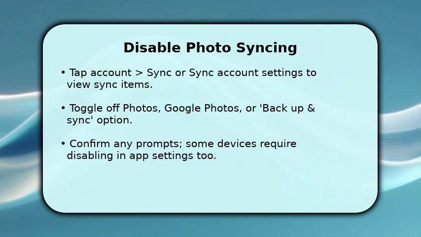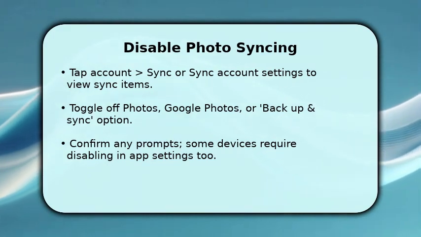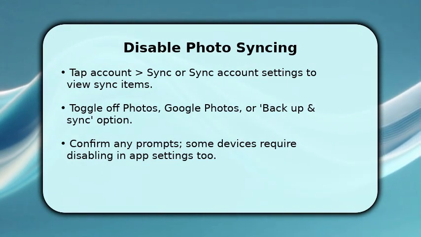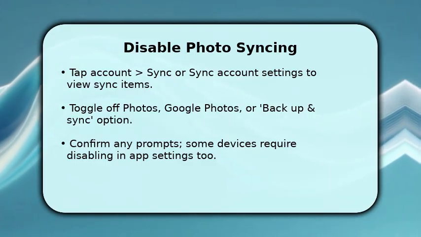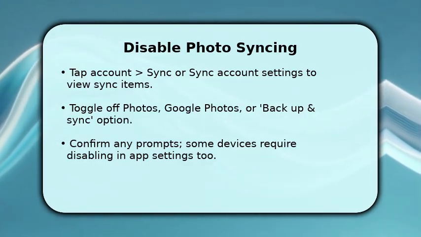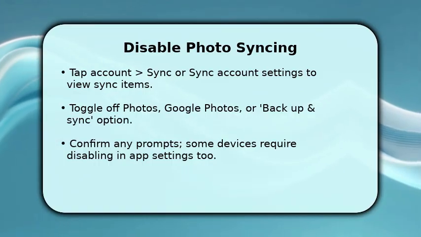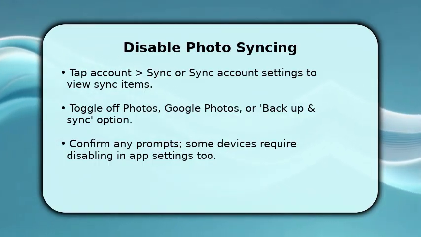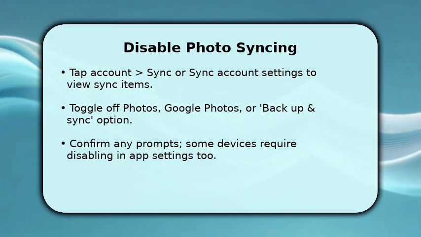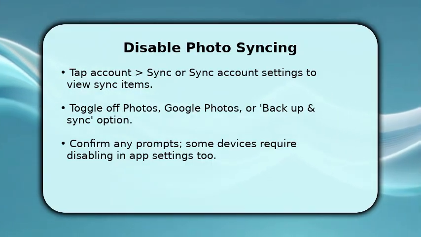Now you focus on the sync items themselves. Tap Sync or Sync Account Settings and scan the list for Photos, Google Photos, Backup and Sync, or similar labels. Toggle the Photos option off. Some phones show a global copy that you must turn off inside the Photos app as well. If a confirmation appears, accept it to stop uploads.